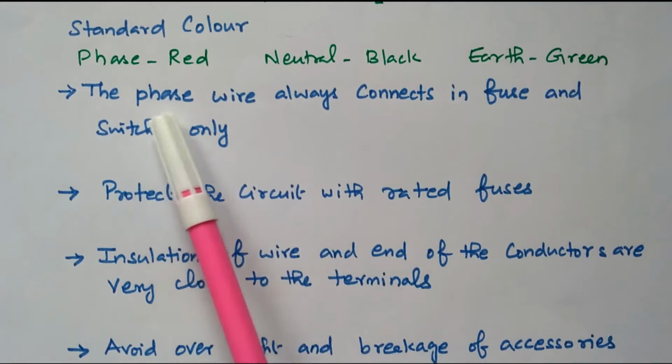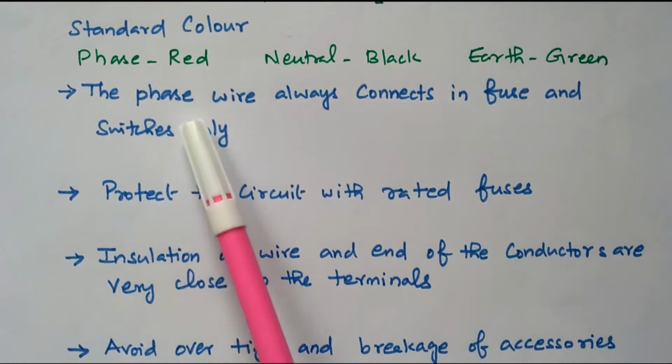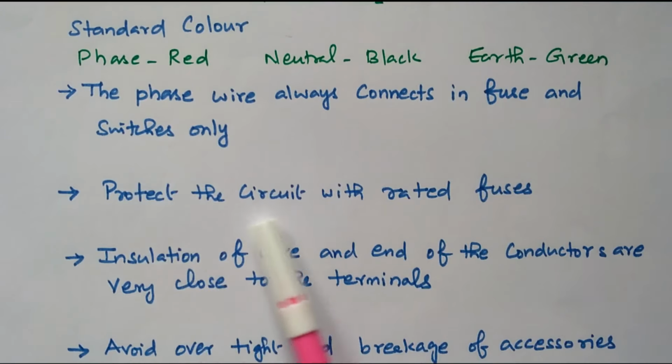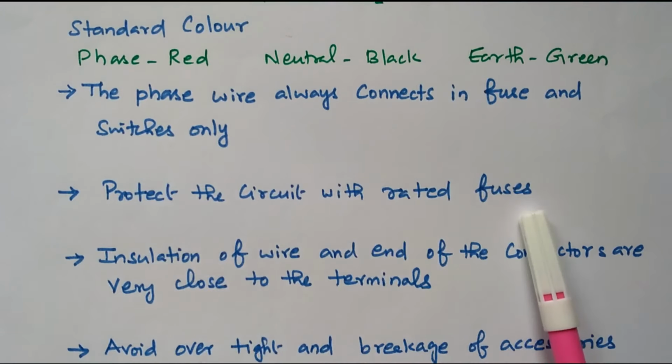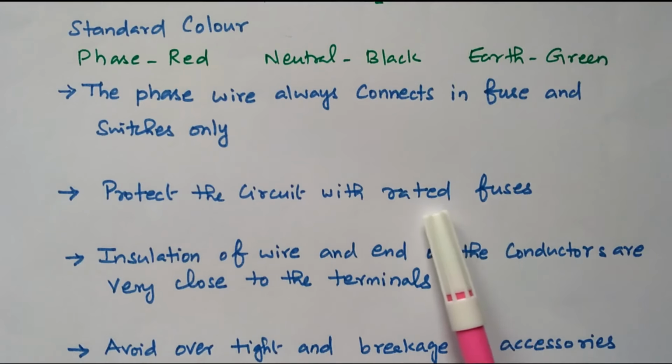We already discussed that the phase wire is always connected through the fuse and switches only. Neutral is connected directly. Protect the circuit with rated fuses. We need to put the rated fuse so that we can protect the circuit. The rating should not be more than or less than what is needed. It should be exactly what we need.